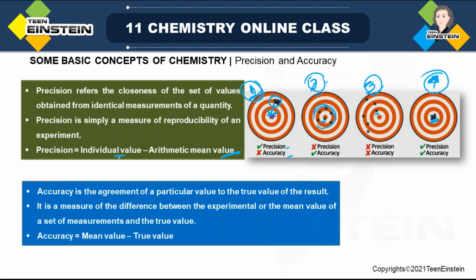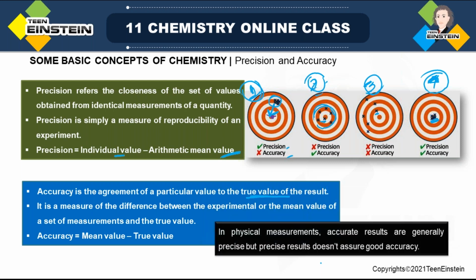Accuracy. Accuracy is the agreement of a particular value to the true value. So now how far it is from the true value, that is important. It is a measure of the difference between the experimental or the mean value of a set of measurements and the true value. So now what you will do, you will take the mean of all the results that you have obtained, subtract it from the true value, and that is actually the accuracy.